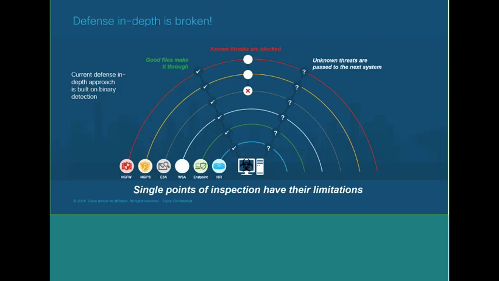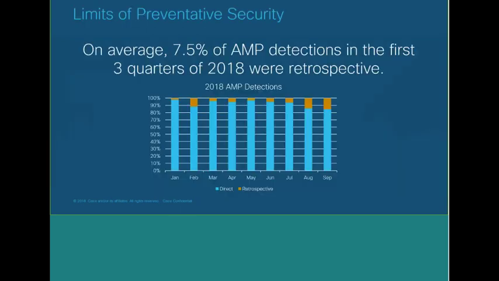Now, hopefully everyone is familiar with AMP's idea of retrospective security, where if we find out later that something got let through but it was a threat, we can still go back and say, hey, that file you asked me about last week turns out to be a threat, and you should now quarantine it. We do that, and this is a chart showing how often. In the first 3 quarters of calendar year 2018, 7.5% of all AMP detections were retrospective. What that means is that 92.5% of the time we caught it at the time, and that's great. That is a really good record, and there's absolutely nothing wrong with that.